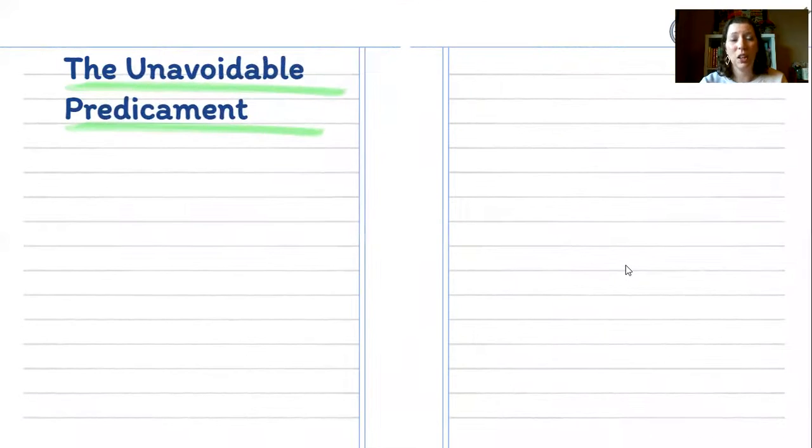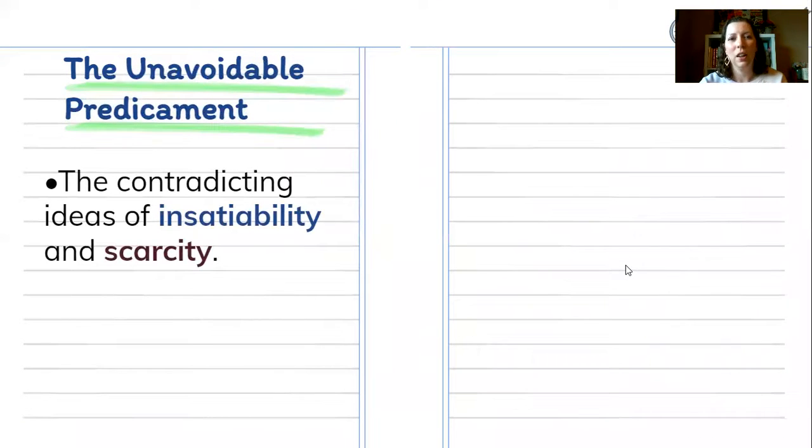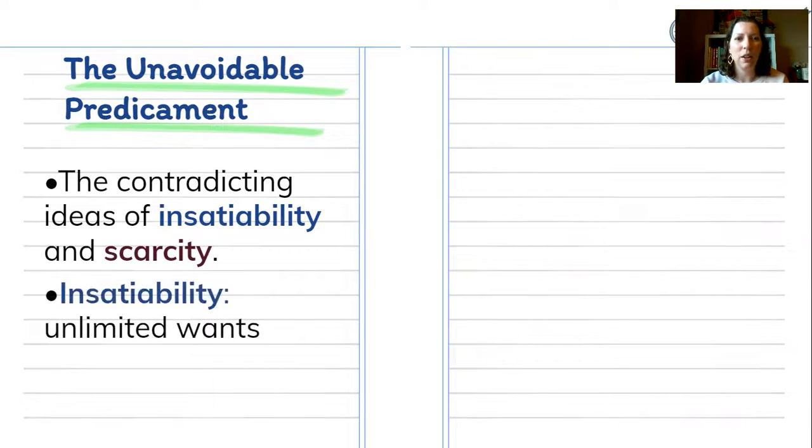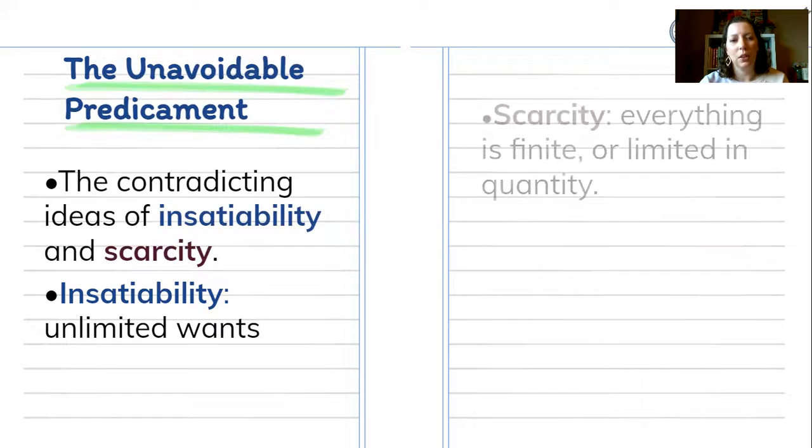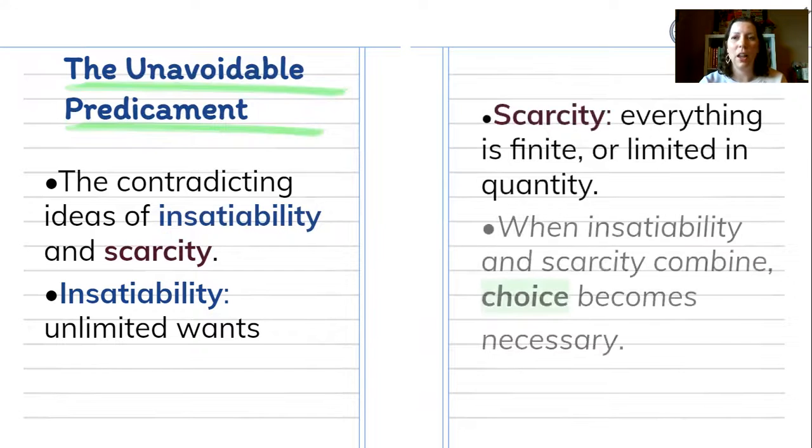So choice brings this unavoidable predicament. There are two contradicting ideas: insatiability and scarcity. Insatiability basically means that you have unlimited wants. Scarcity is the idea that everything is limited, everything is finite, there's only so much of something. And when these two concepts, insatiability and scarcity, come together and meet, you have to make a choice. Choice becomes necessary at that point.